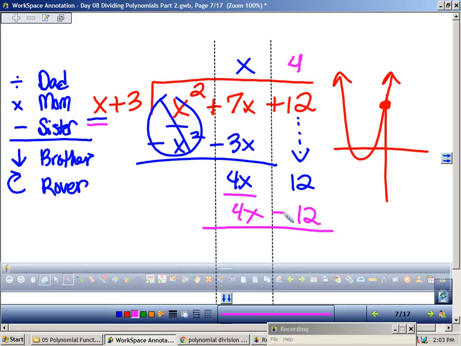Sister subtract, draw a line, change the sign. This goes away. This goes away. I get 0. Therefore, when I get 0, I know that x plus 3 is a factor.